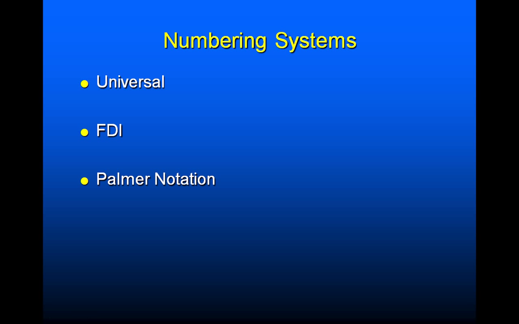Now, numbering systems are a review for you. We have the 3 common numbering systems that you need to be familiar with: universal, FDI, and Palmer's notation. You will receive a handout in class that shows a diagram of both primary and permanent dentitions, and on that diagram it shows you the different numbers used to indicate each individual tooth using these 3 numbering systems. So make sure you review that and you're familiar with these 3 different numbering systems.